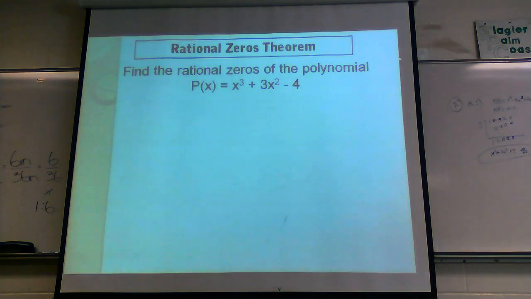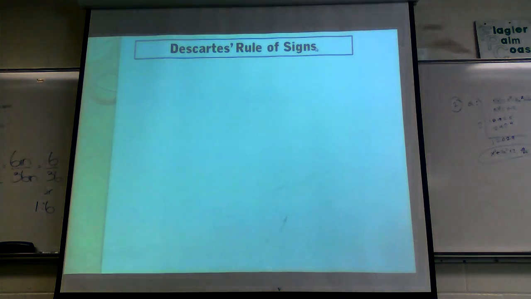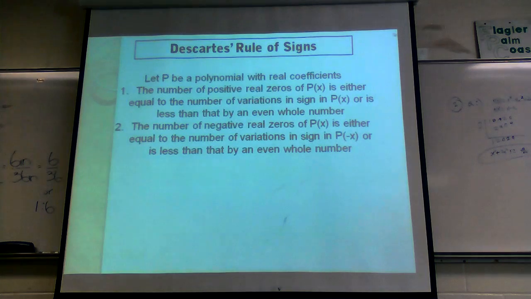Right. All right. Now, the next thing, guys, the Descartes rule of sign. What this one basically does is it allows you to figure out all the possible positive real zeros and negative real zeros for a specific polynomial.